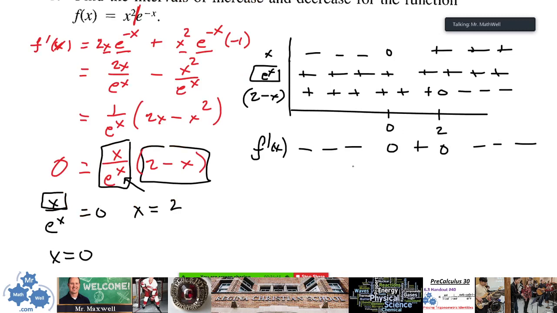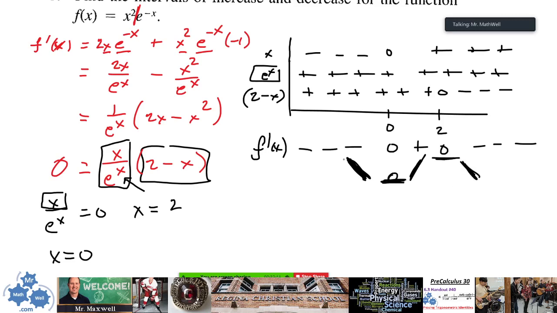So what does this mean? Well, what am I looking for? The slope of a tangent line. So we've got a negative slope of a tangent line, we've got a 0 slope, we've got a positive slope. So that's a local what? Looks like a local min right there, and we've got a local max up here.